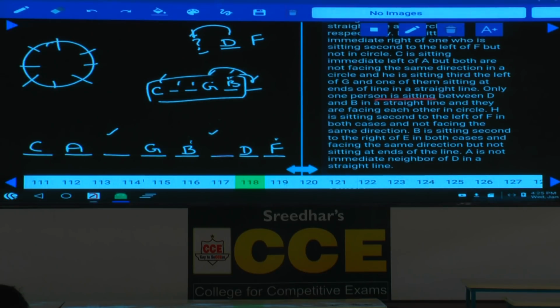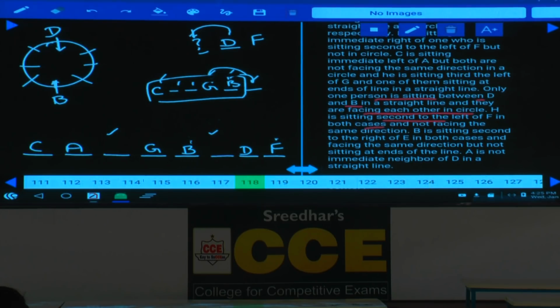Only one person is between D and B in a straight line, and they are facing each other in a circle. As they are facing each other in a circle, these 2 persons are facing the center. Which 2 persons are facing the center? B and D are facing the center. Hence B and D are facing each other, which implies that if you take B at this place, D will be here.